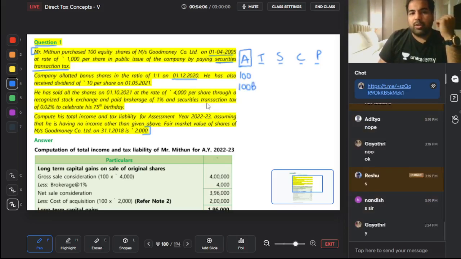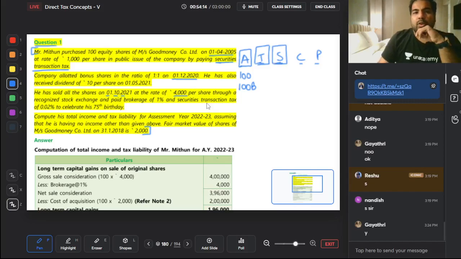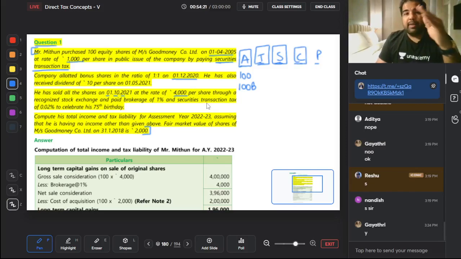He sold all the shares on 1st October 2021, so there is a transfer also at the rate of 4,000 per share, so there is a sale consideration also. Cost also, guys, he had bought it for 1,000 rupees cost, and for the bonus shares the cost is 0. If it's before 1/4/2001 you can take the fair market value, but here you don't need to take the fair market value.